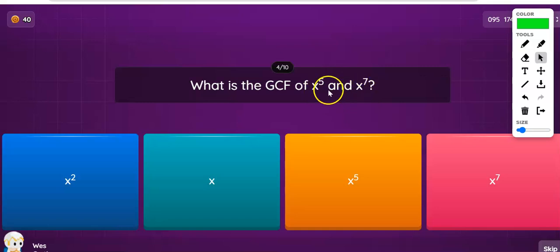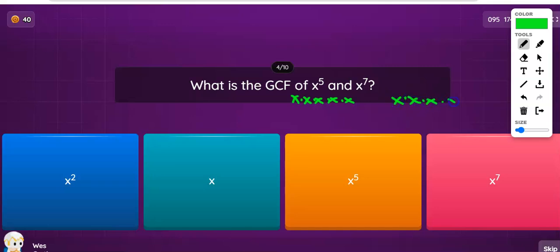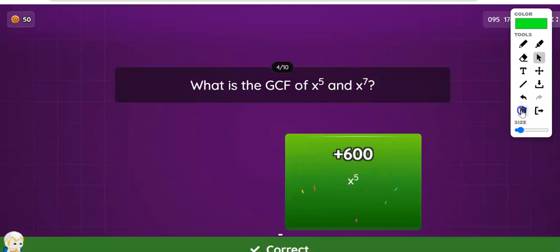GCF, this was the most missed question in first period. The most they have in common. Well, x to the 5th would be x, x, x, x, and x. That's 5 x's. X to the 7th would be 7 of them. What's the most they have in common? They have 5 in common. So x to the 5th is the greatest common factor.